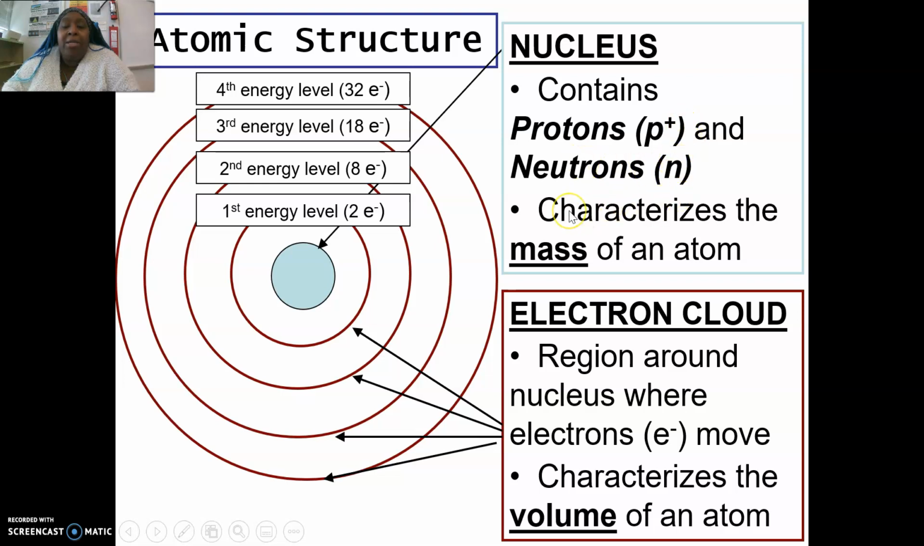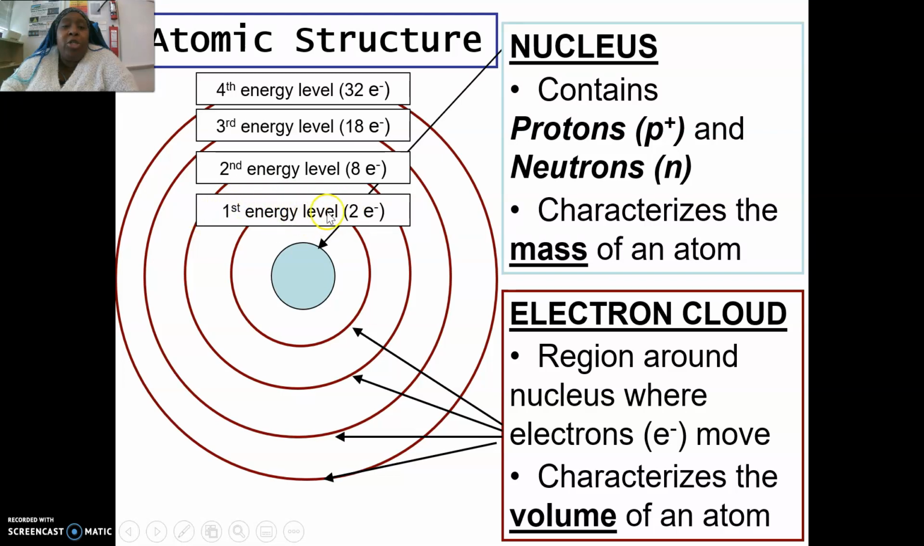And basically it's going to tell you or characterize the mass of an atom. So if we take a look at our atomic structure and what we would call our electron cloud, which is the region of the nucleus where the electrons are moving, that's going to characterize the volume or how wide that particular atom is. So if we take a look at all the different energy shells, we have a first, second, third, and fourth energy shell, and they contain a certain amount of electrons.